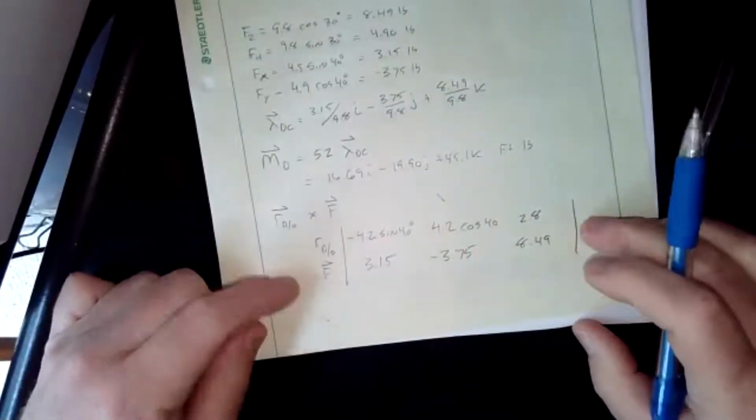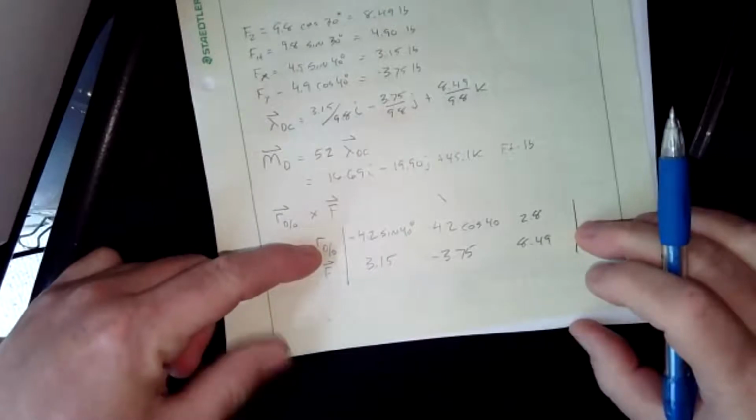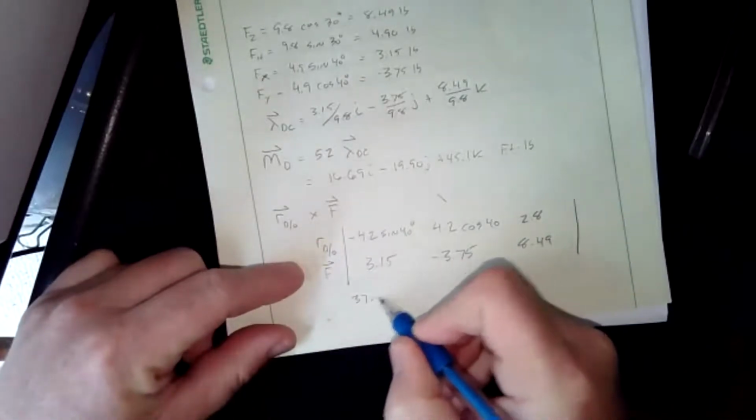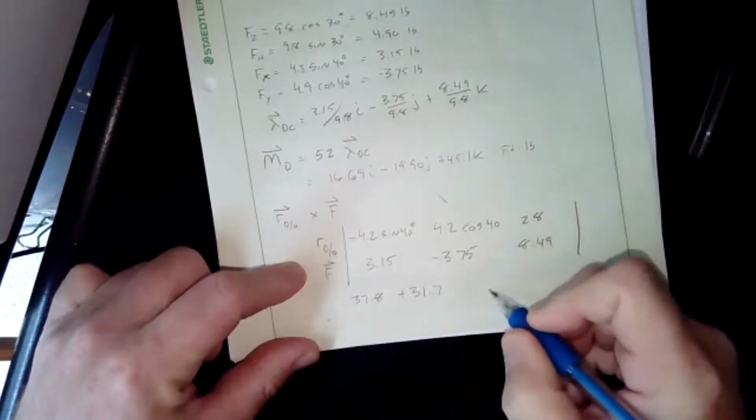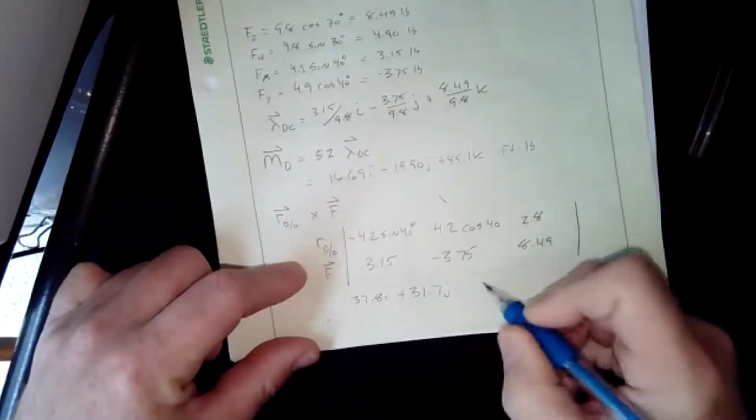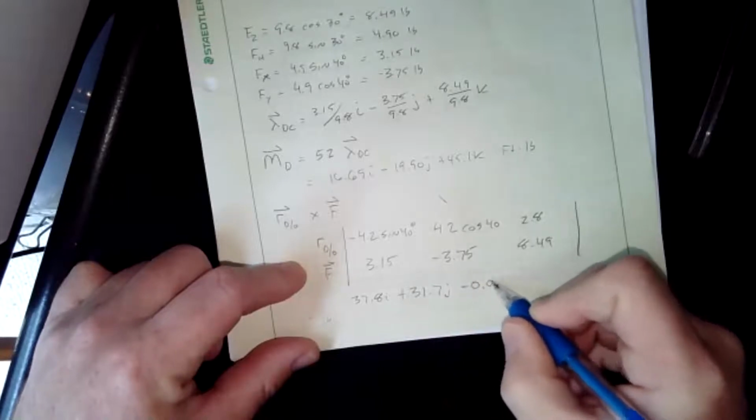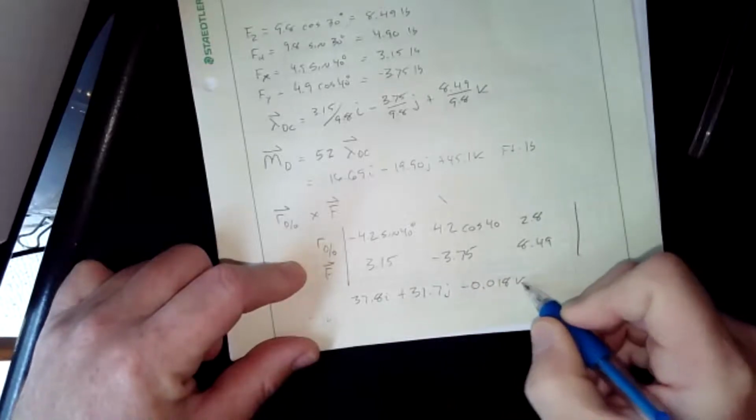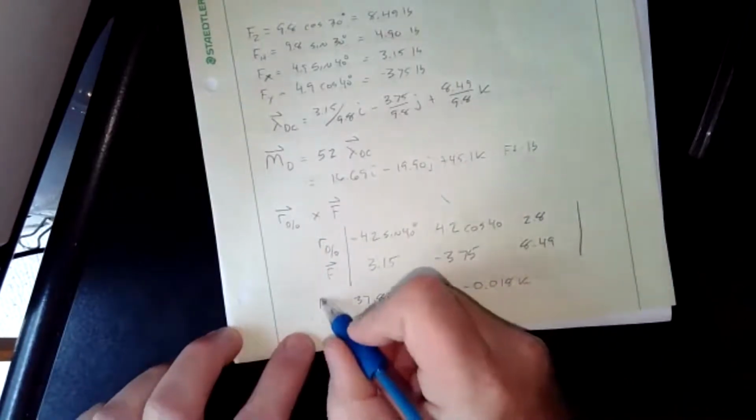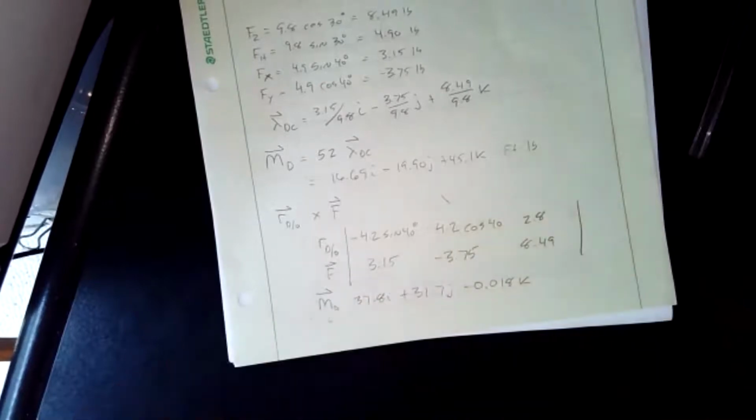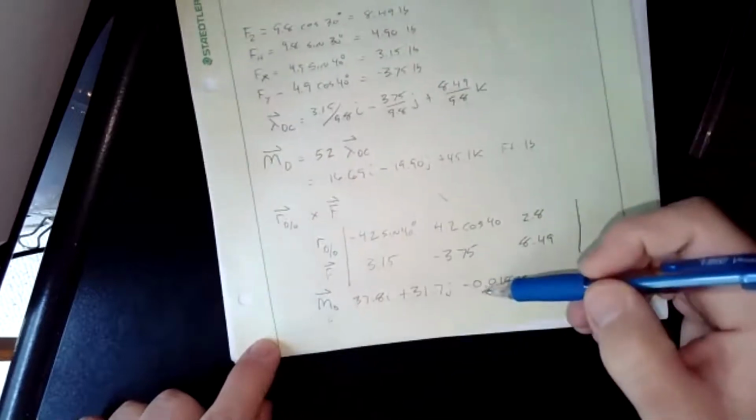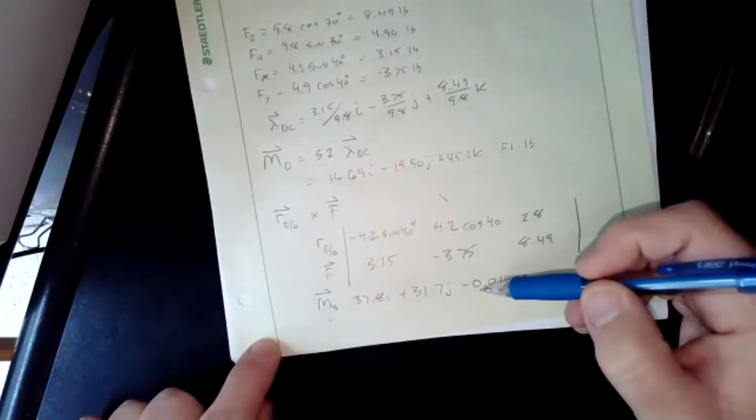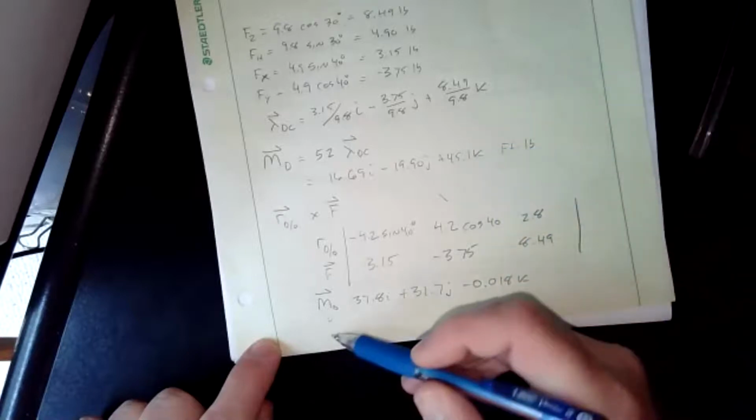When you do the cross product, this ends up being 37.8 plus 31.7 and minus about almost 0. So this is then my moment about O. So effectively, for the final answer, you just add this with this. That gives you your moment total. And so this plus this is your moment total.